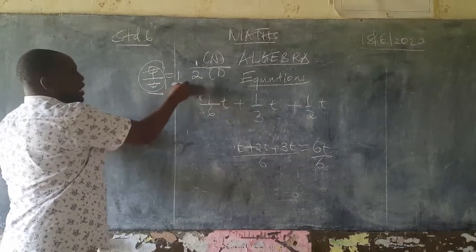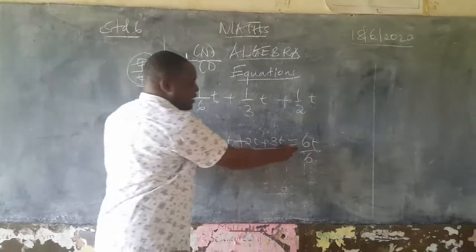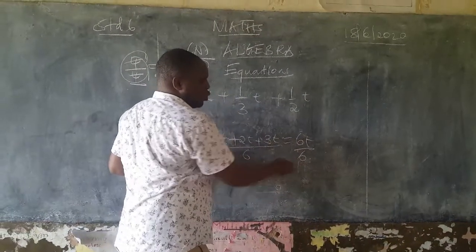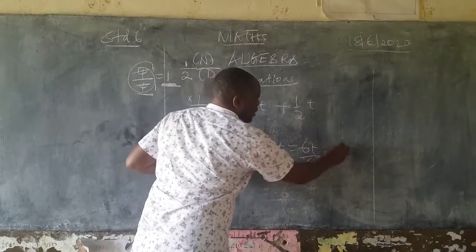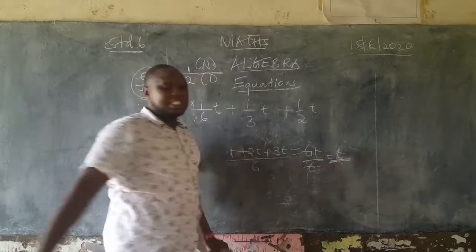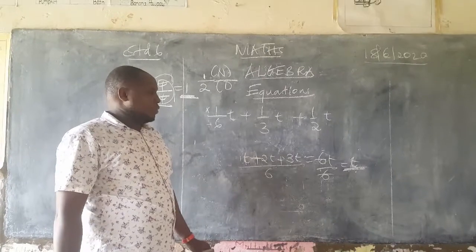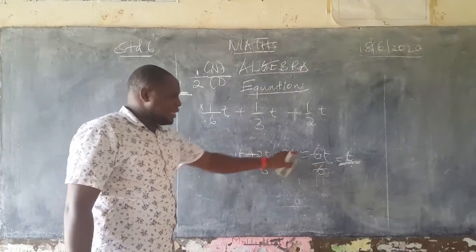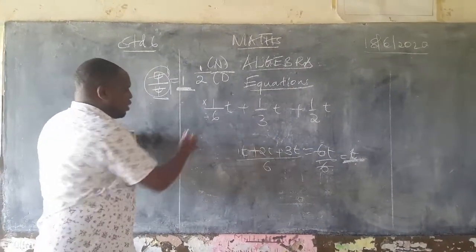So this number is equivalent to 1. 6 over 6, we can write this as 1. So this will cancel and you remain with t. So our answer becomes t in that case.